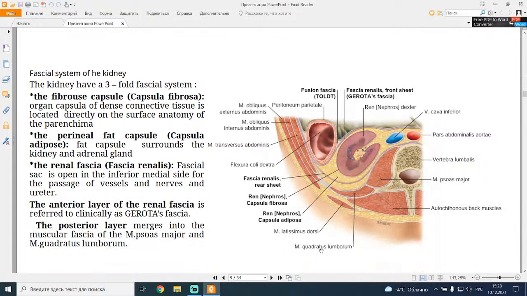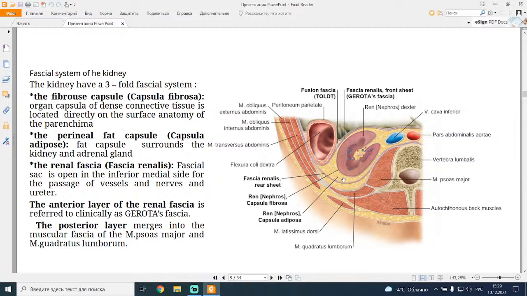The kidney has a threefold fascial system: the fibrous capsule, capsula fibrosa, the perirenal fat capsule, and the renal fascia. The fat capsule surrounds the kidney and adrenal gland. Capsula fibrosa surrounds the kidney organ, a capsule of dense connective tissue located directly on the surface of the parenchyma.